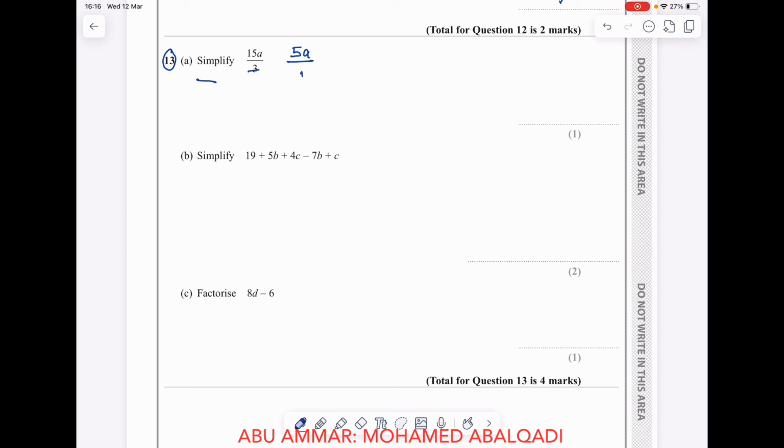And then there's an a there. So the answer will be 5a. So to simplify 15a divided by 3, the answer will be 5a.